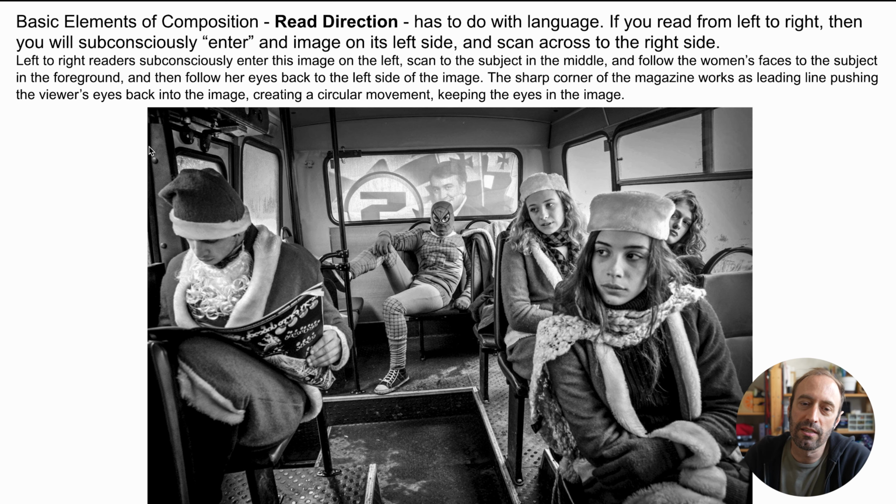And then in this case, I feel like since I learned to read English first, I enter the frame here on the left. I scan across almost instantly, see Spider-Man back here, and then ultimately I arrive up here on this subject, and I follow their eye line back over to the left-hand side of the frame. So this makes a very successful kind of circular motion for me as I spend time in this frame.